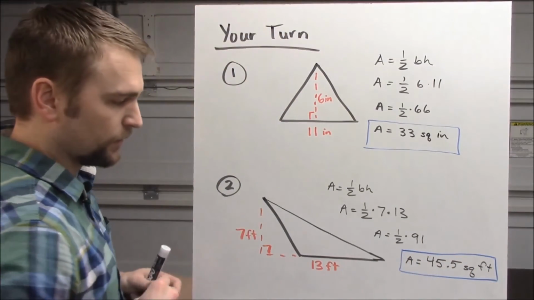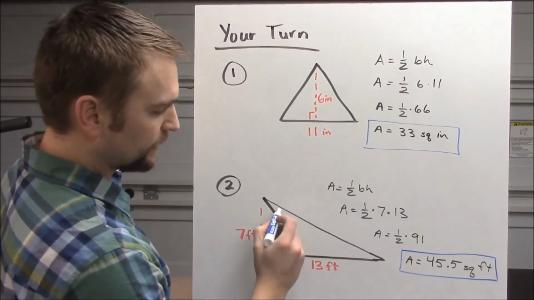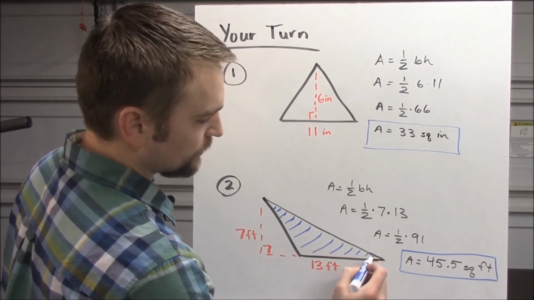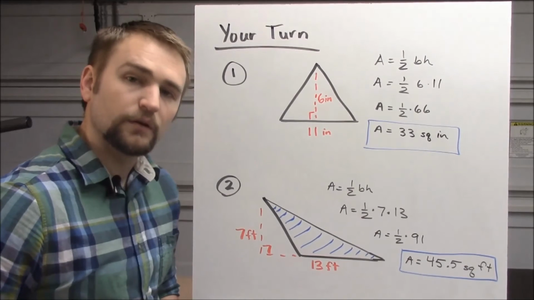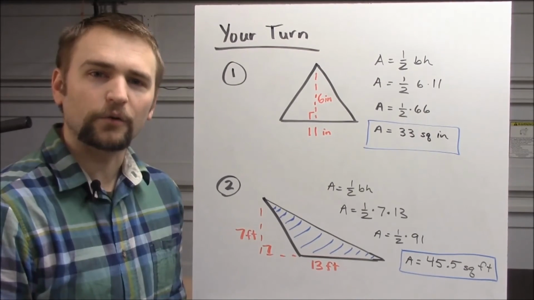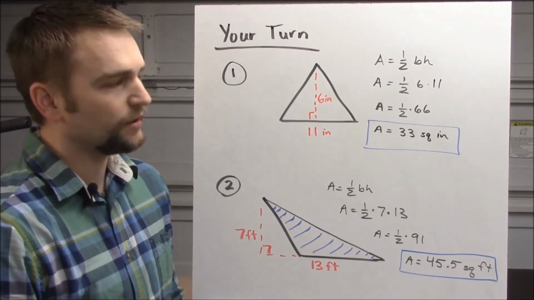So here is my final thinking for that triangle. Remember, the area is referring to the inside shaded region, the inside space of the triangle. All right, and there you have it, the area of a triangle.